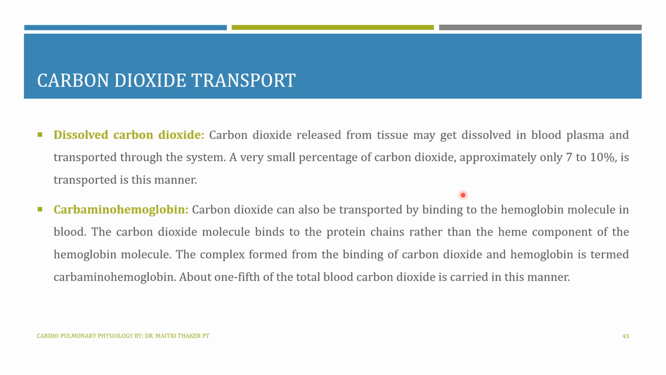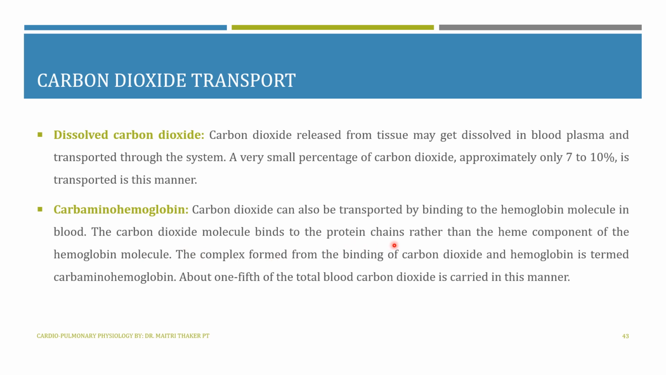First let's discuss dissolved carbon dioxide. Carbon dioxide released from the tissue may get dissolved in blood and plasma and get transported through the system, meaning directly from the blood it gets transported to the lungs. But a very small amount of carbon dioxide is transported in this way, only about 7 to 10%. Then carbaminohemoglobin. The carbon dioxide that gets attached to hemoglobin, similar to oxygen. Carbon dioxide can also combine with the hemoglobin molecule, which is known as carbaminohemoglobin.